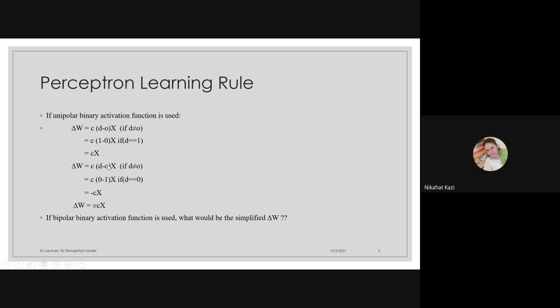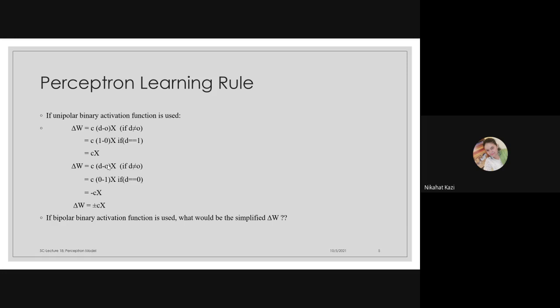A student asks what O will be, like if D is +1 then will O be -1? What is the output O? O is nothing but the output of the network. And what is the output of the network? The activation function applied over the net. You are applying the activation function over the net, so it will be plus or minus 1. D will be the label, and the label will be either plus 1 or minus 1.